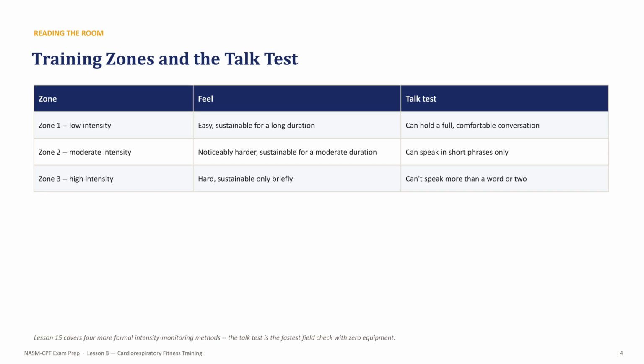Try this mentally against a recent workout of your own. Which zone were you actually in? One quick note, Lesson 15 will cover 4 more formal intensity monitoring methods: max heart rate reserve, peak MET, and RPE. So the talk test isn't the only tool in the toolbox. It's just the fastest one, and it requires 0 equipment.